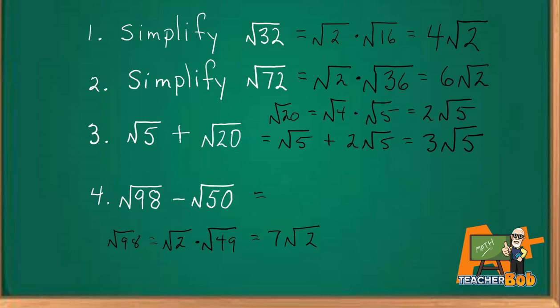So let's rewrite this now that we have the same index and the same radicand. The square root of 98 is equal to 7 times the square root of 2, subtract, and we know that the square root of 50 is 5 times the square root of 2. So we've got 7 square roots of 2, subtract 5 square roots of 2. That gives us 2 square roots of 2. 2 times the square root of 2.